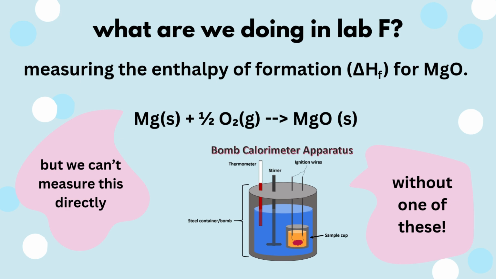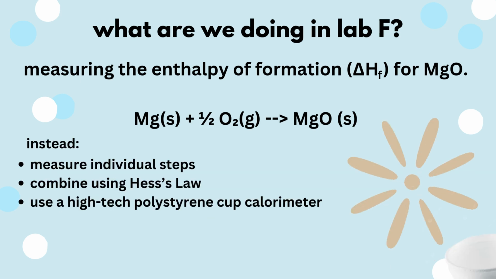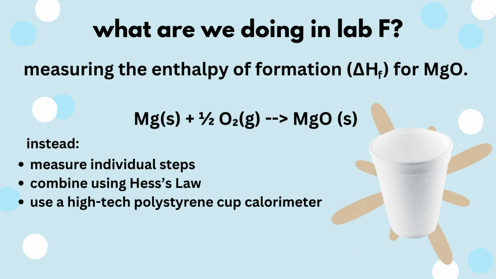To perform this exact reaction, we would need a bomb calorimeter, which we do not have available. Instead, we can apply Hess's law and use a polystyrene calorimeter, which is much more common and cost effective, to measure simpler individual steps that, when added together, give the enthalpy of formation for the more complex reaction that we want to find.